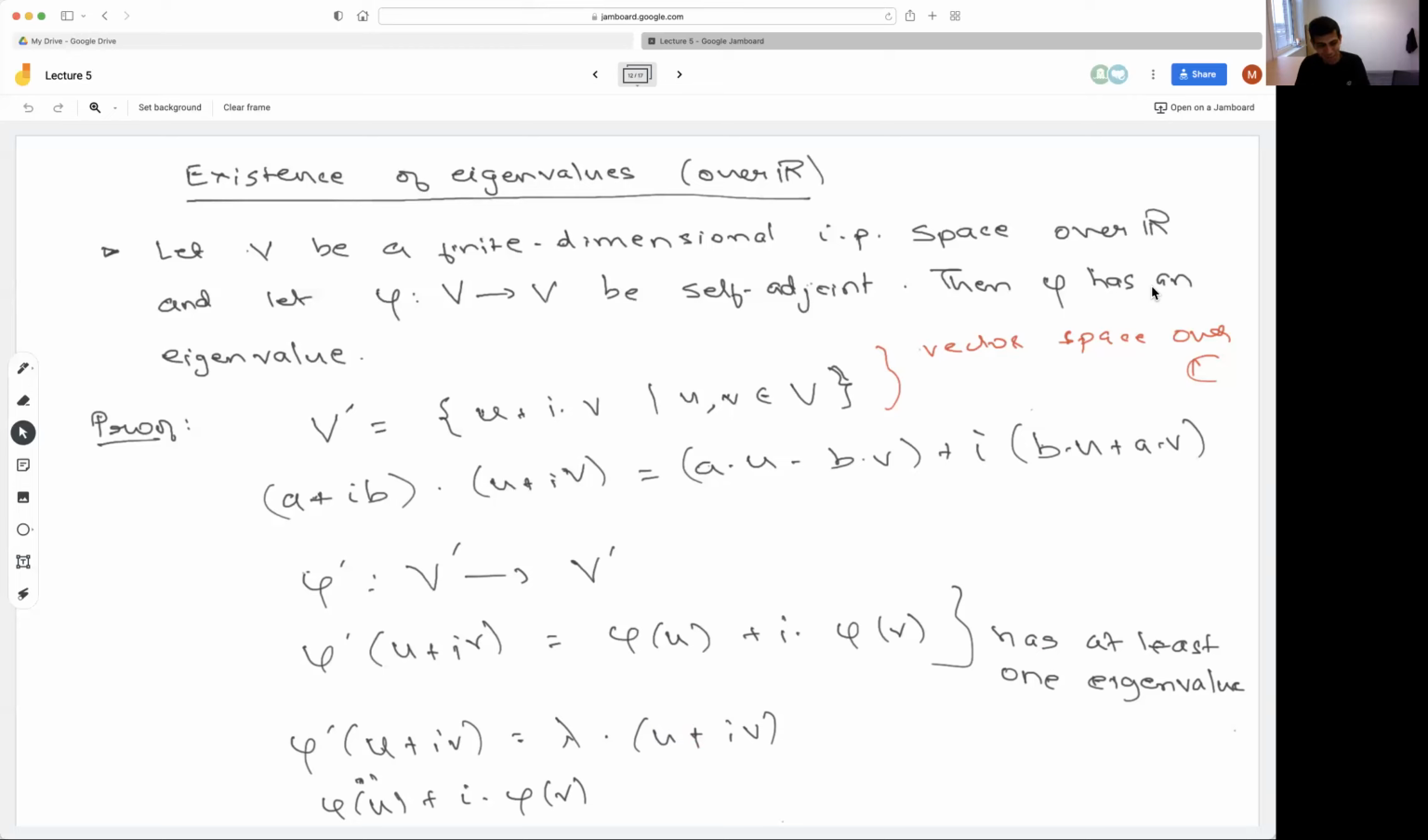So this is just a formal operation. Starting with an operator or linear transformation over real vector spaces, you can define a linear transformation over complex vector spaces, find an eigenvalue for that, and say that it must be an eigenvalue for the original transformation also. But to do this properly, now you need self-adjointness.